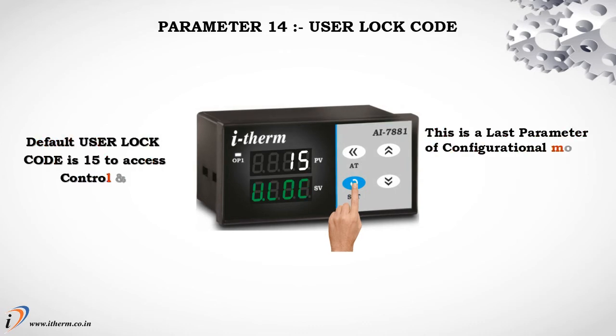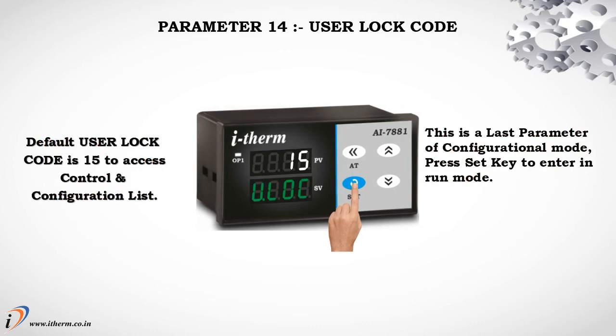Parameter 14, User log code. Default user log code is 15 to access the control and configuration list. This is the last parameter of configurational mode. Press the Set key to enter run mode.